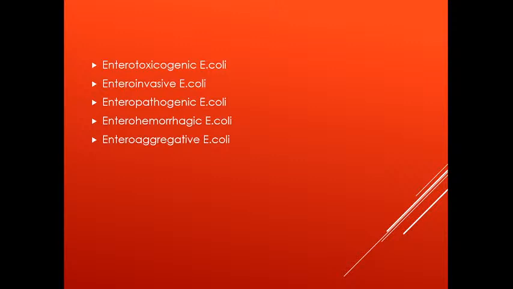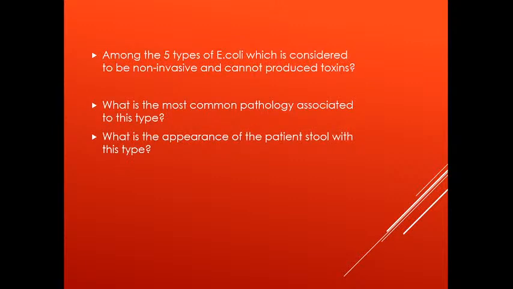Enteropathogenic, enterohemorrhagic, and enteroaggregative are basically the same thing. Usually they are related to generalized diarrhea, with the inclusion of bloody stools for enterohemorrhagic E. coli. Among the five types of E. coli that we just discussed, the one considered non-invasive and unable to produce a toxin is EPEC, or enteropathogenic E. coli. The most common pathology associated with this type is infantile diarrhea. The most common appearance of stools in these patients is watery, mucoid diarrheic stools.